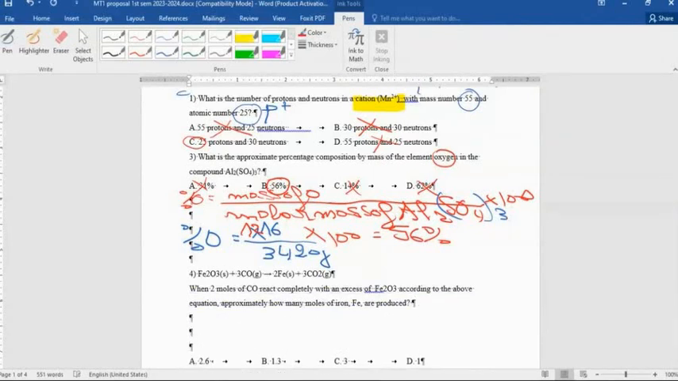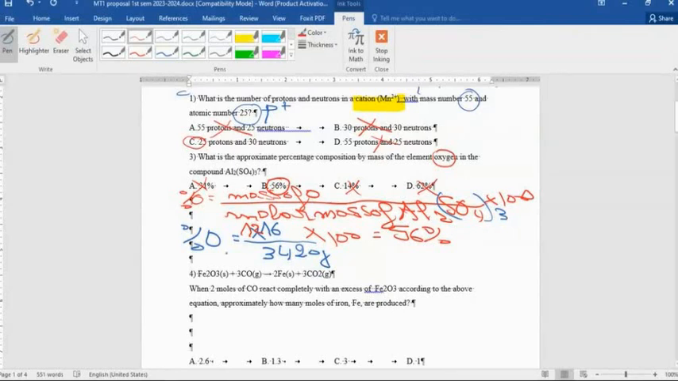Here is a chemical equation, and they ask me to do the calculation for the chemical equation. First of all, when I deal with problems with a chemical equation, I have to be sure that my equation is balanced.